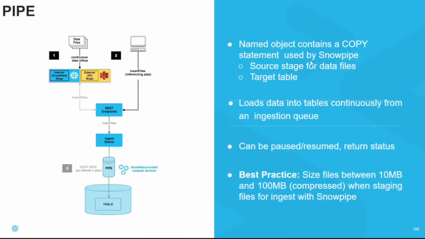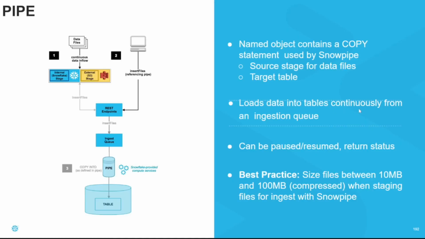Now let's see how Snowpipe works. Snowpipe is nothing but it also contains a copy command, which is used by Snowpipe, where you have the source stage for the data files and you will have a target table where you want to load that. So these are the two commands you use in Snowpipe.